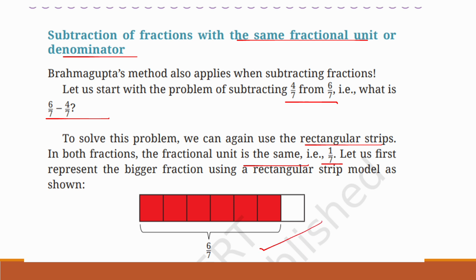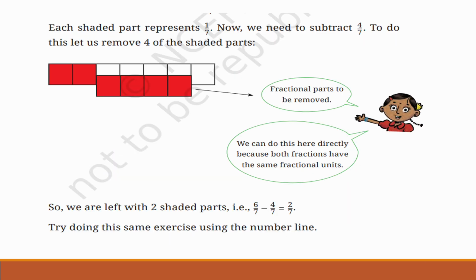Let us first represent the bigger fraction using a rectangular strip model as shown. See, we can represent the bigger fraction 6 by 7 like this. 7 equal portions, 6 are shaded. Each shaded part represents 1 by 7. Now we need to subtract 4 by 7. To do this, let us remove 4 of the shaded parts. See this figure, 4 of the shaded parts are removed.